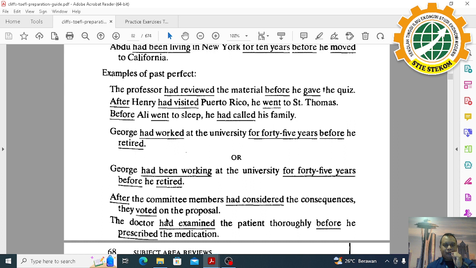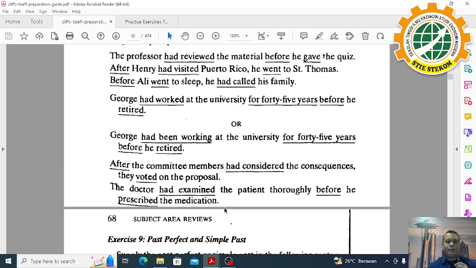After and before. Ya, perhatikan kalau after ini had considered ya, the first action. And then the consequences, they voted, the second action. The doctor had examined first action, the patient thoroughly before he prescribed the medication, second action. Okay guys, ya. Jadi intinya ini sama ya tadi. Coba kita bisa pakai ing enggak ini?